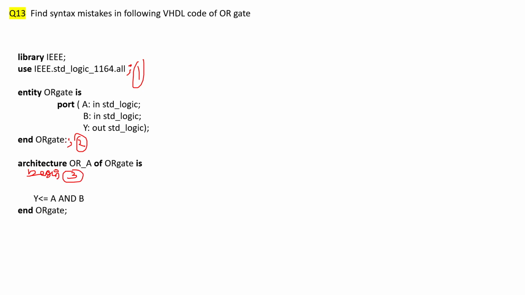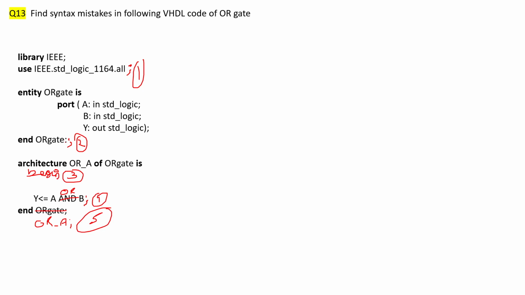But this needs to be an or operation. So this has to be a or b and semicolon. And here you need to end the architecture, not the entity. So this has to be or_a. So this was four, this was five. So five mistakes were there in total.